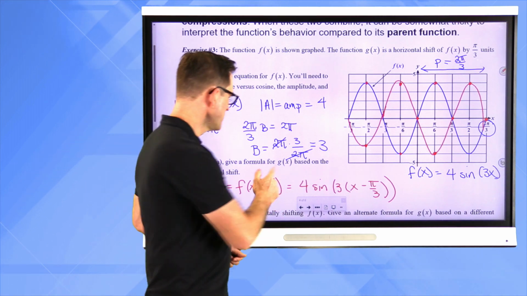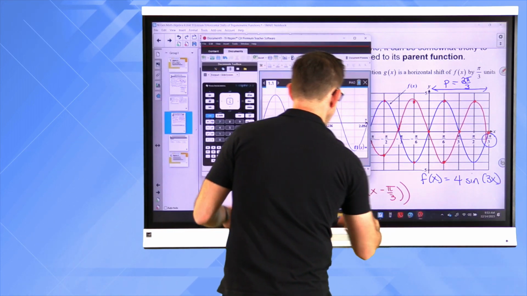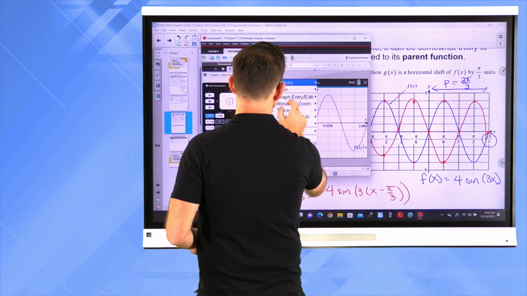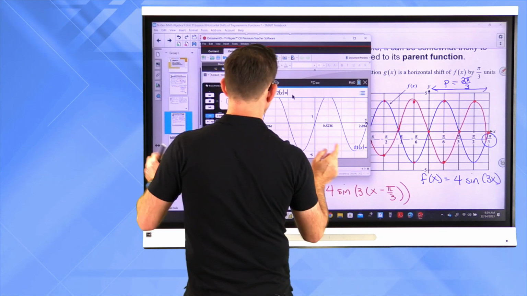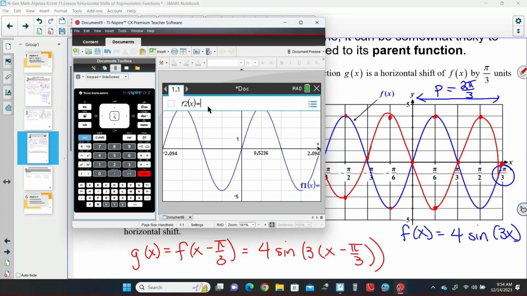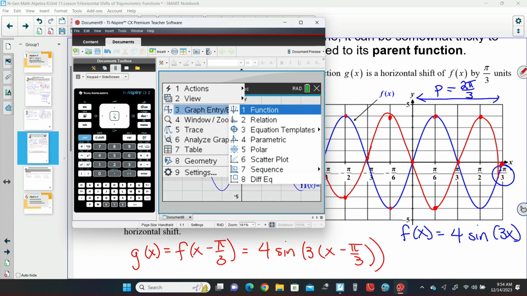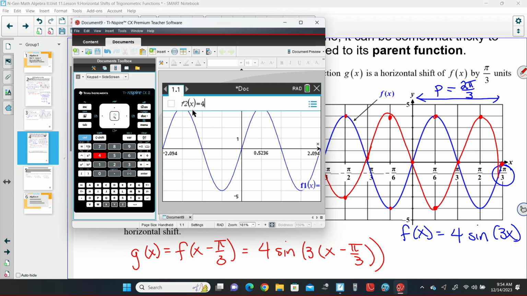Now, let's just throw it into our calculator, kind of verify that it's what we want. This time, of course, I don't have to actually put in another function. So f2 is going to be 4 times, come on. Oh, no. Here we go. Let's try it again. Menu 3, function. We've got 4 times the sine of 3 times x minus, what do we got? X minus pi over 3? Yep. Pi divided by 3, parentheses.